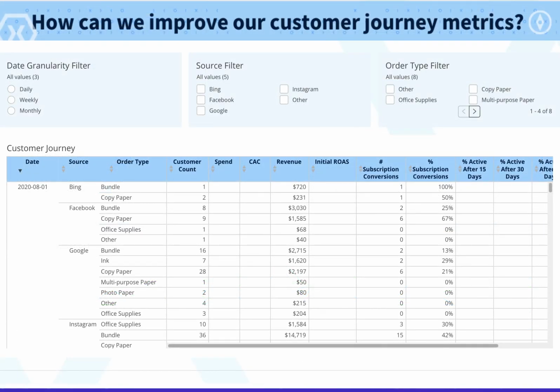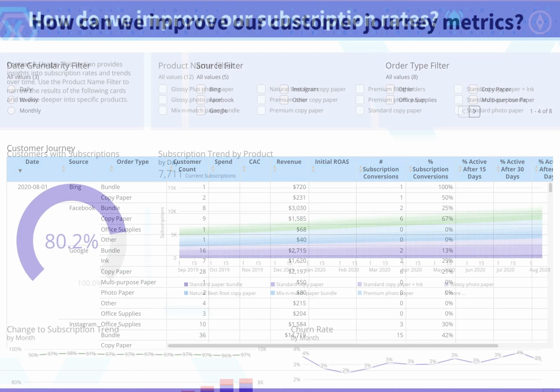And here we dive into the details of your customer journey so that we can find the areas of waste and optimization. We drill into where your customers come from, what they're purchasing, the revenue they generate, the CAC, ROAS, and any upsell insights as well.